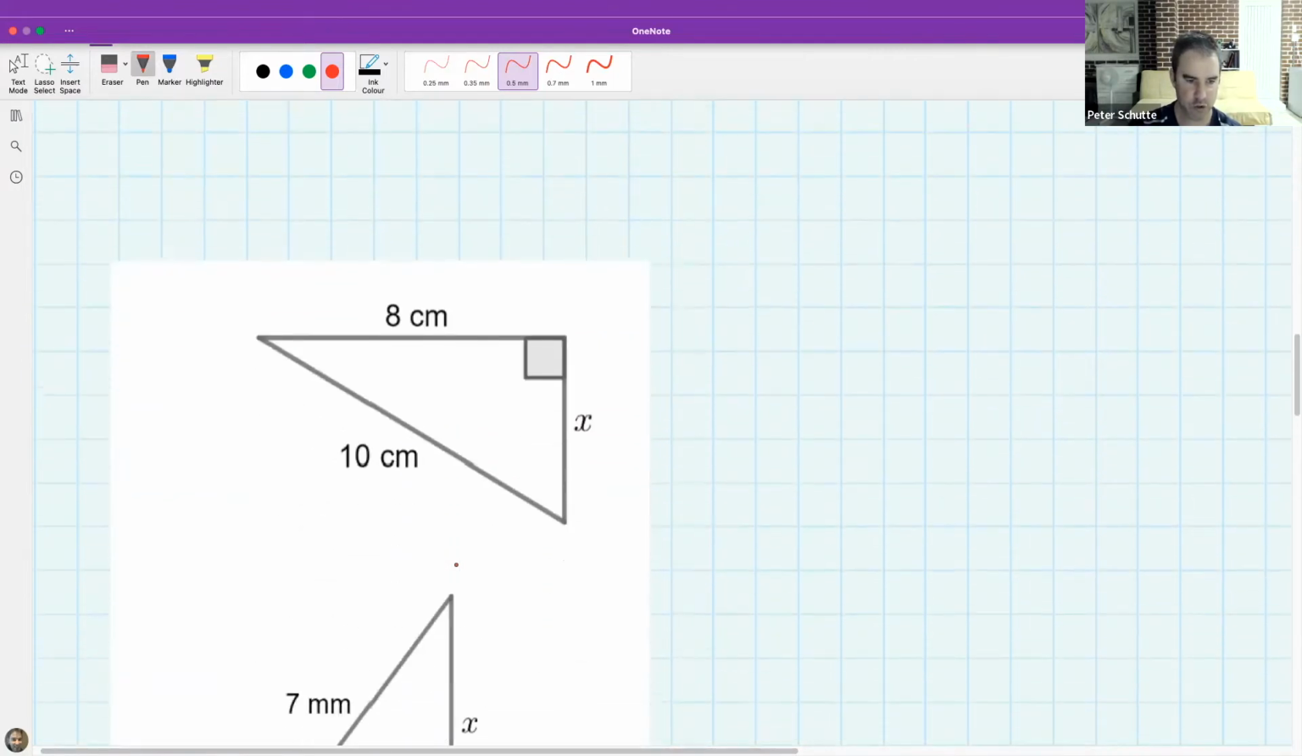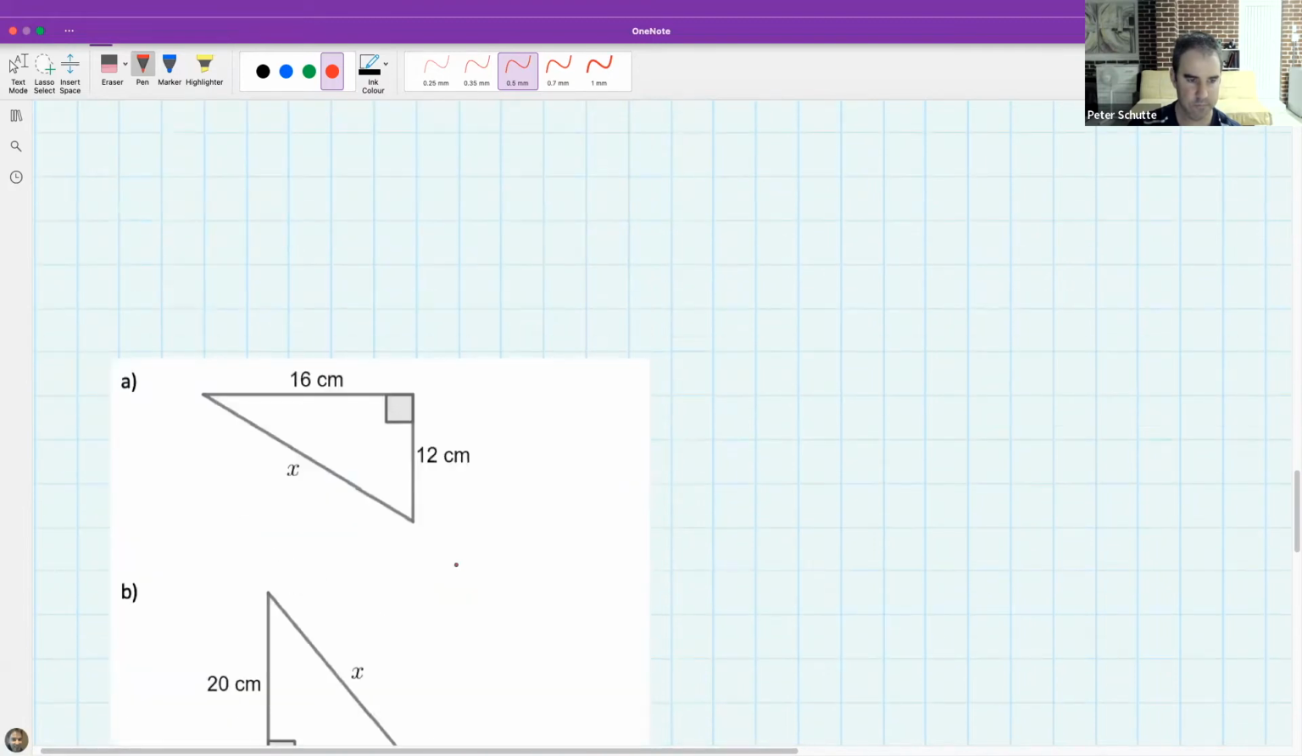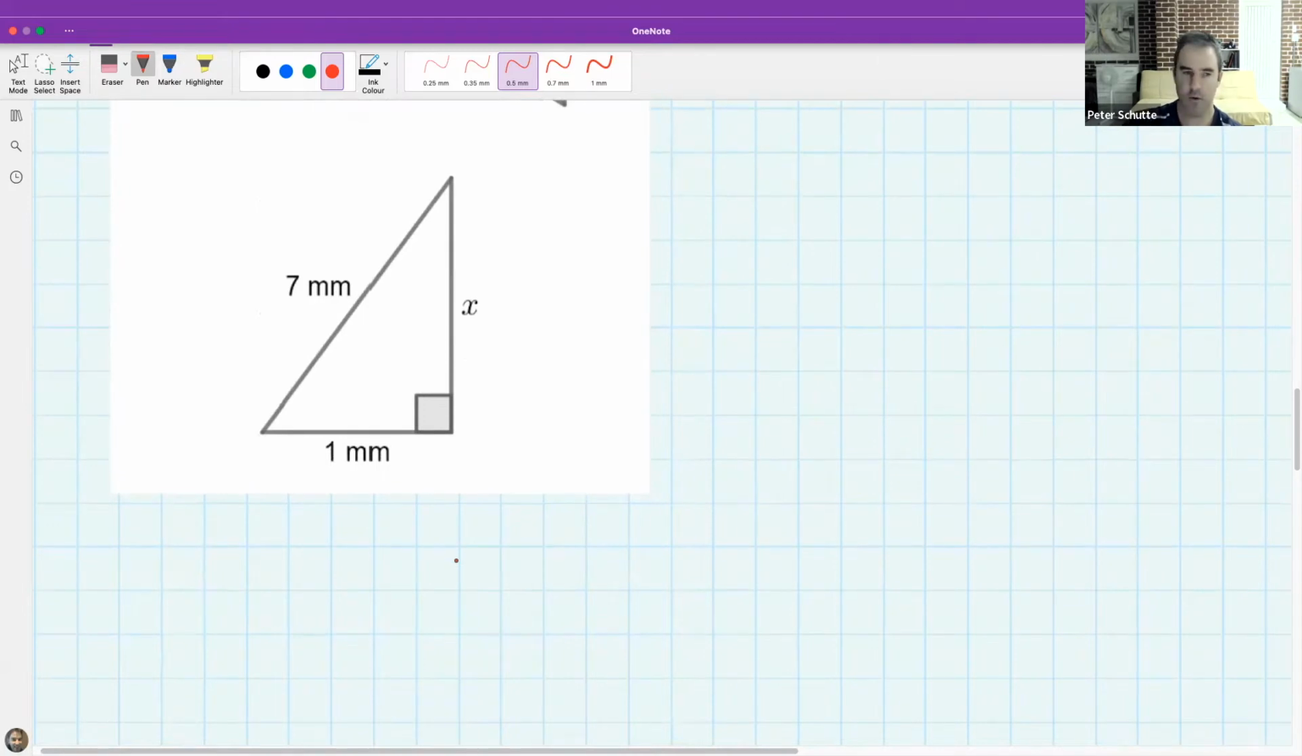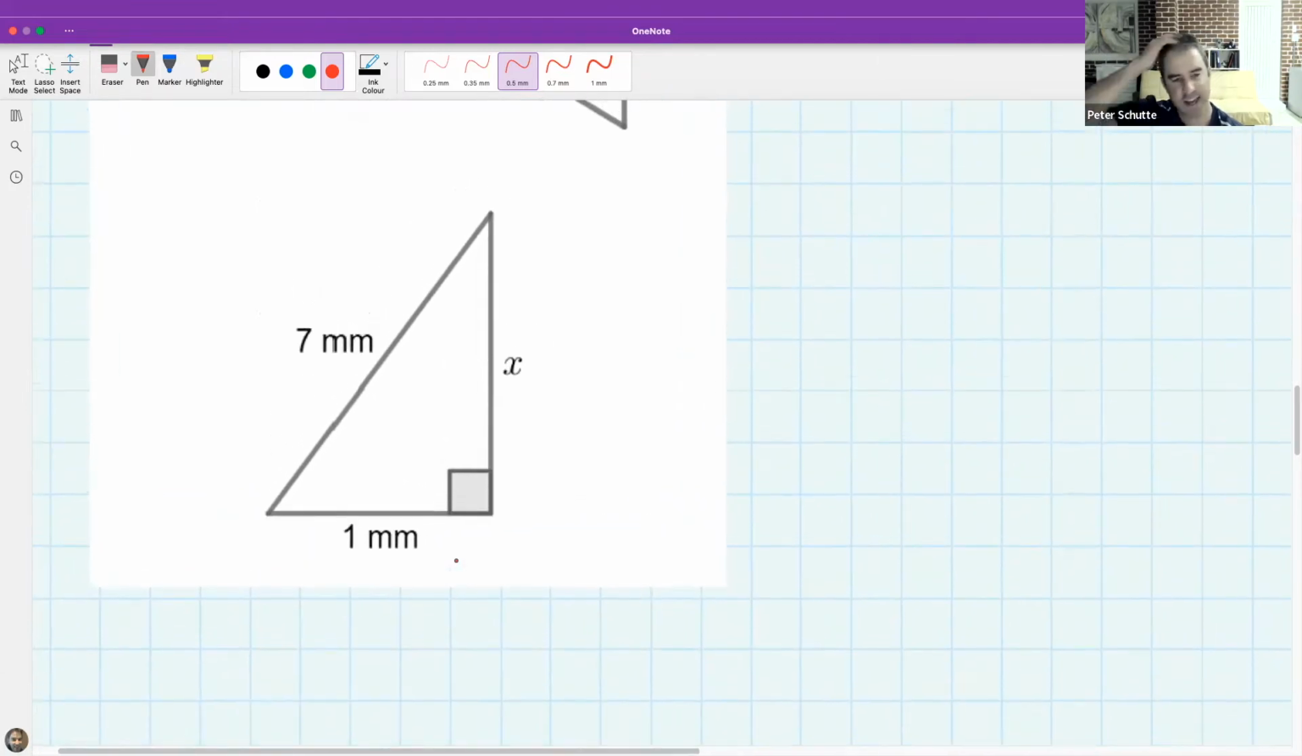So let's do this one. I want you to find the value of x in this right angle triangle for me.